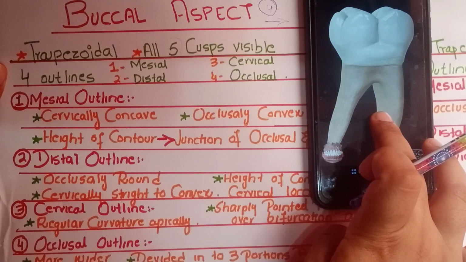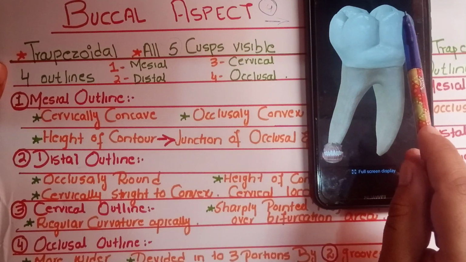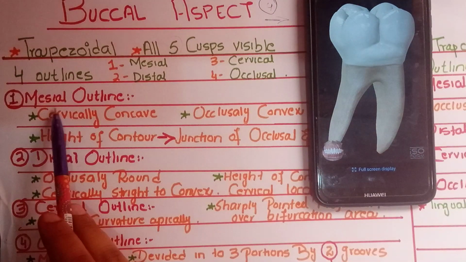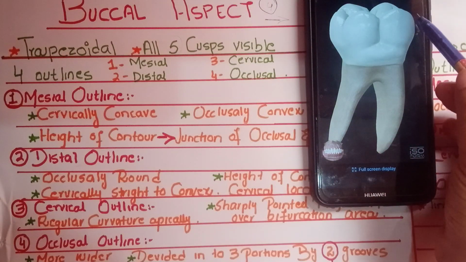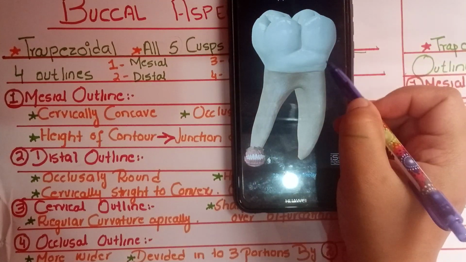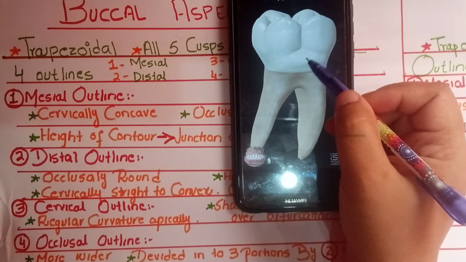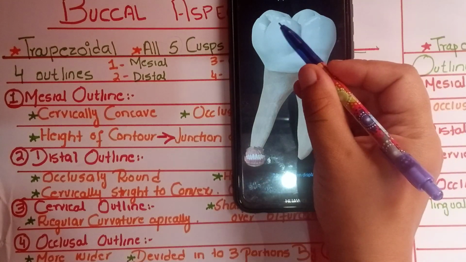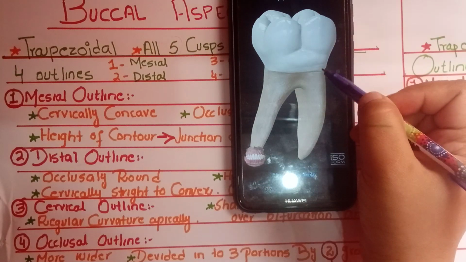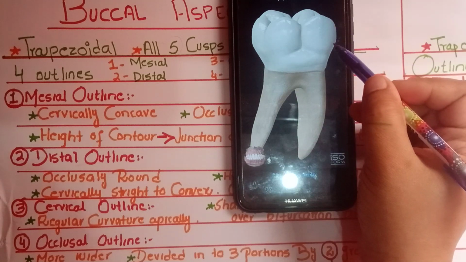From every anatomical aspect, there are four outlines which we are going to explain today. The first outline is the mesial outline. This portion of the tooth is the cervical portion, and this portion is the occlusal portion. From the mesial outline, cervically the tooth is concave in shape, and occlusally the tooth is convex in shape.